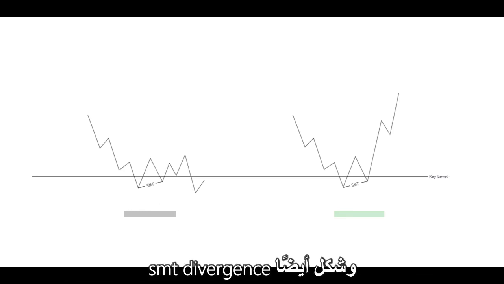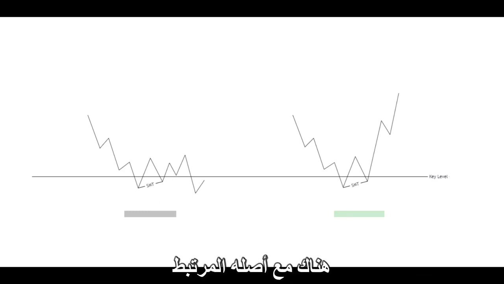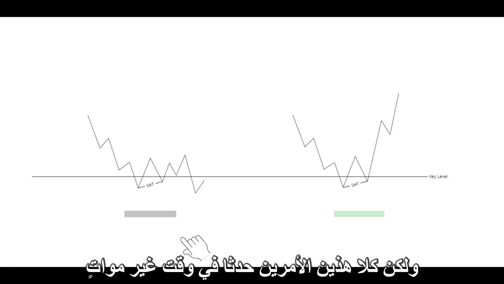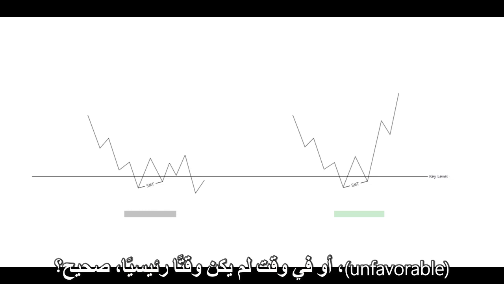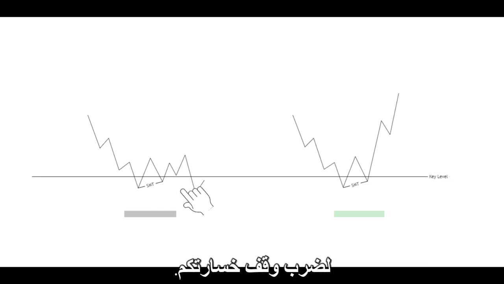On the other hand, you can see that price tested the key level and also formed an SMT divergence there with its correlated asset or pair or whatever. But both of these things happen at an unfavorable time, or at a time which wasn't a key time, right? That's why you can see that they did not work out and went lower to stop you out.